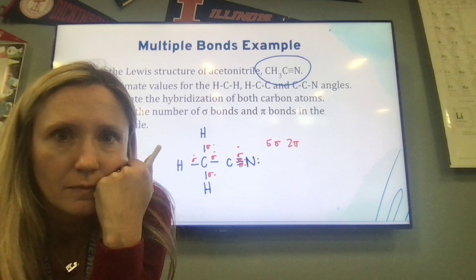It says count the number of sigma bonds and pi bonds. And this is what I do. I just label them in my picture. Okay, single bond is sigma.